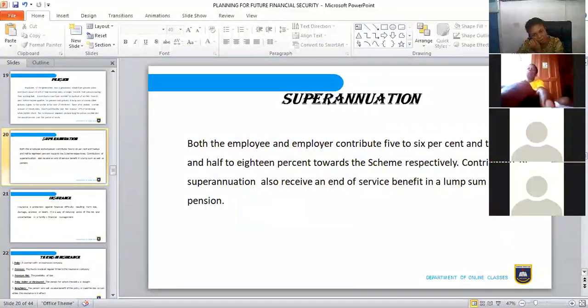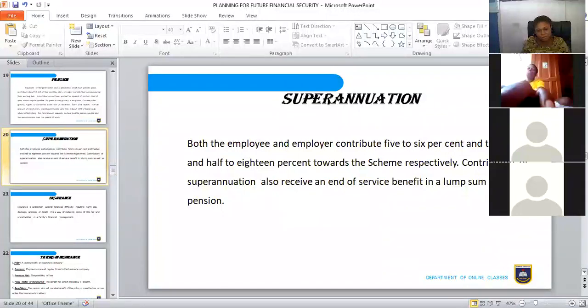Then the last one is superannuation. That one too is just like the social security. Both the employee and the employer will contribute. The employee contributes 5 to 6%, just like the social security, and then the employer, as usual, contributes 17.5 to 18% towards the scheme respectively.